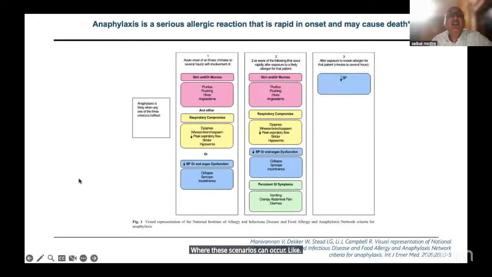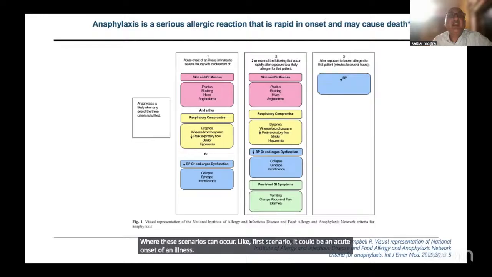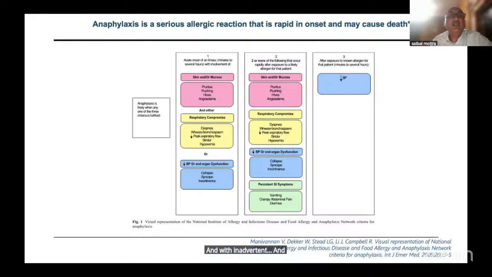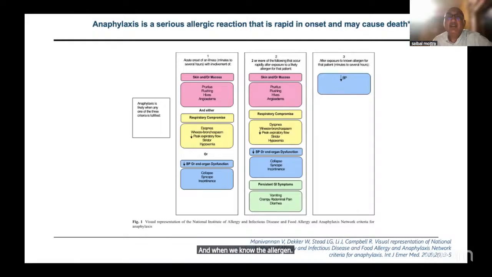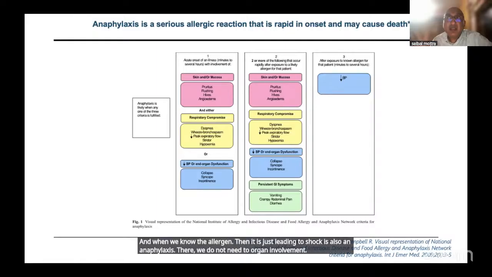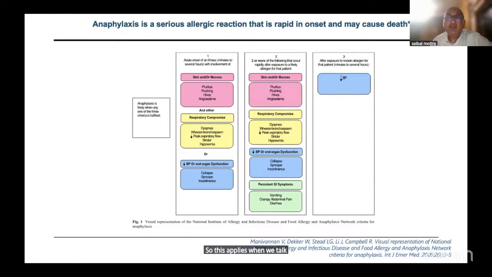The first scenario is the acute onset of an illness with involvement of the skin and mucous membrane, respiratory compromise, and organ damage. Or it may be when two or more of the following are there: skin involvement with respiratory compromise and low BP, like shock, that is multi-organ involvement. And when we know the allergen, then just the onset of shock is also anaphylaxis. There we do not need two-organ involvement. This applies when we talk of anaphylaxis in the dental, ENT, or radiology suites, because we need to keep in mind that all these scenarios can happen.